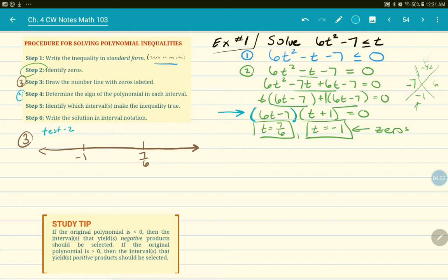So I have two factors here, and I'm just going to find the sign of each of those factors and what happens when I multiply them together. When I plug negative 2 into the 6t minus 7, I get 6 times negative 2, which gives me negative 12, minus 7 gives me a negative. Then plug negative 2 into t plus 1, so negative 2 plus 1 gives me another negative. So I have a positive in this interval.